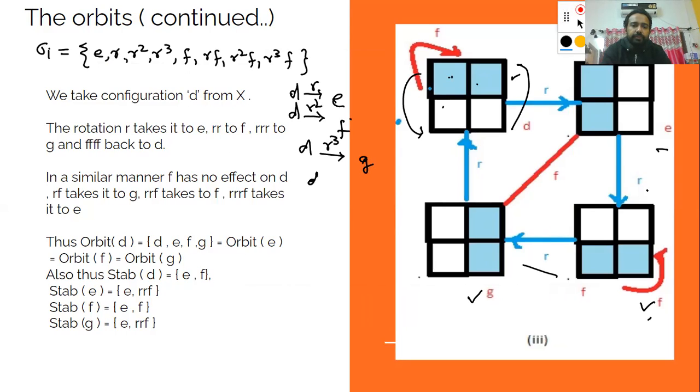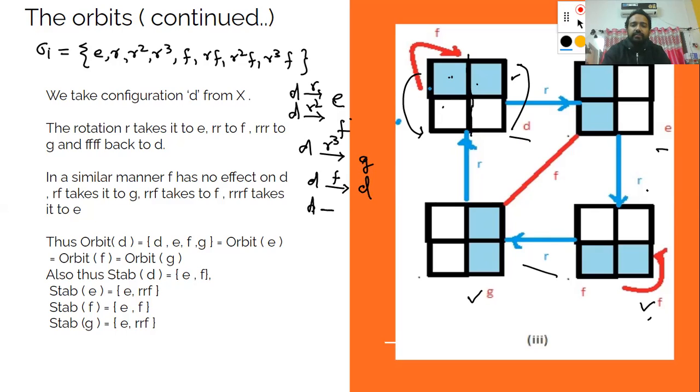Then we do the flip. We do the flip on D. The flip on D, because it's a horizontal flip, and both sides, the left and the right, are identical, it leads to D. The flip leads to D. It doesn't change the configuration, right?